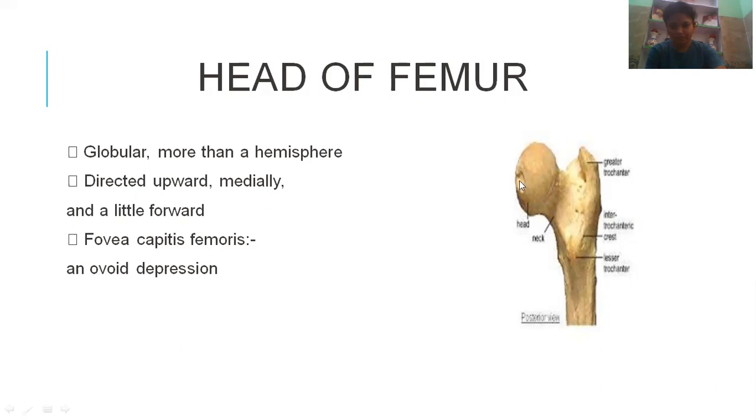This one is the fovea capitis femoris. This is the head of the femur. This is the neck. This is the greater trochanter of the femur. This is the intertrochanteric crest. This one is the lesser trochanter of the femur.